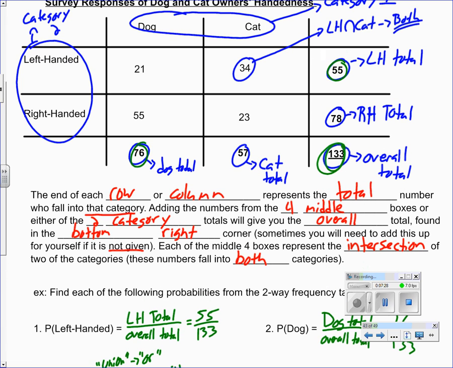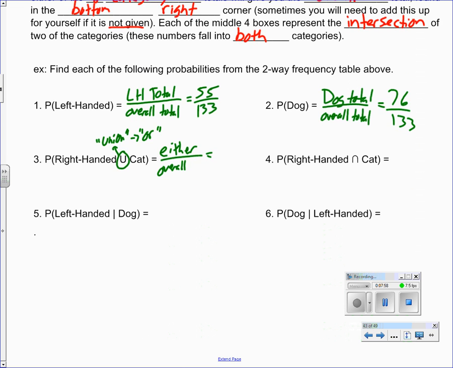So it's right-handed and it's cat owners. So if you look at this, this person is right-handed, so he falls into that category. These 23 people are right-handed and cat owners. They fall into both categories. And these 34 people are cat owners, so they fall into the category. This 21, the left-handed dog, these are the only people who don't fall into that category. So these three are what I'm going to use here for my union, for either or.